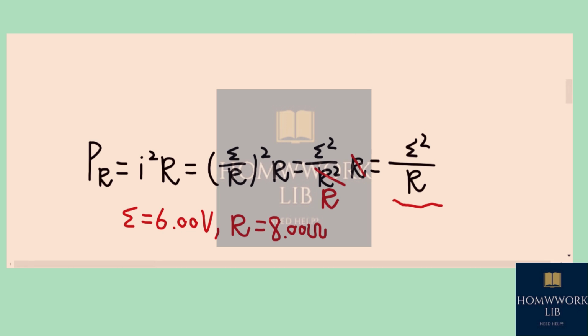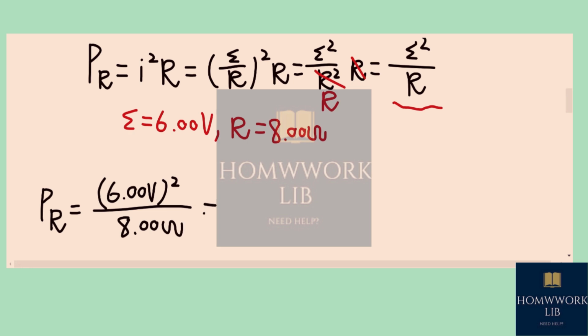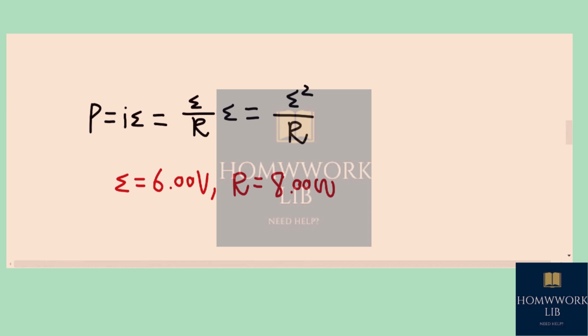So we know EMF is 6 volts, resistance 4 ohms. If we plug back into the equation, we have the power being dissipated in the resistance of the inductor is equal to 6 volts to the power 2 over 4 ohms. And this is equal to 4.50 watts.